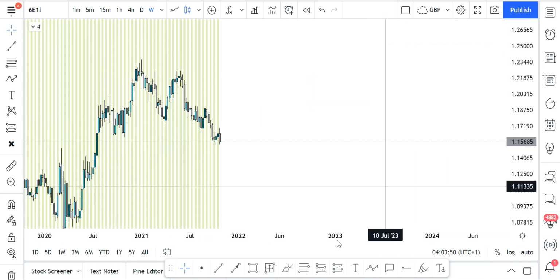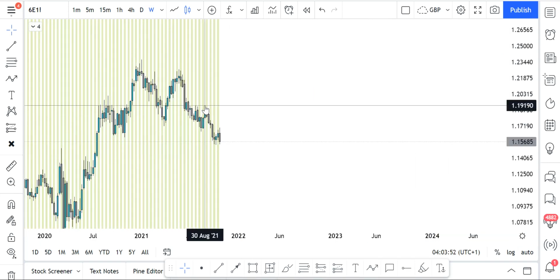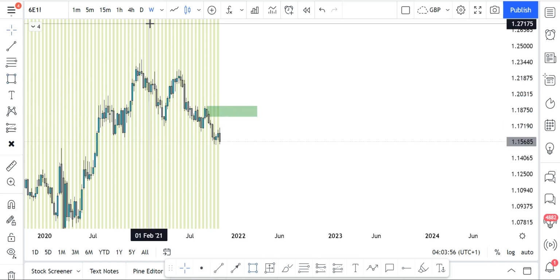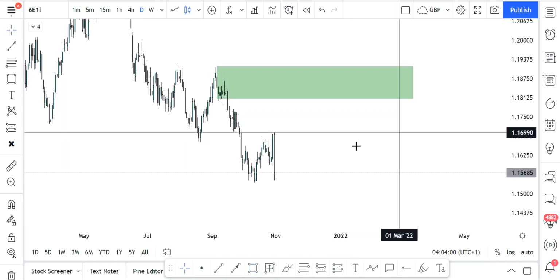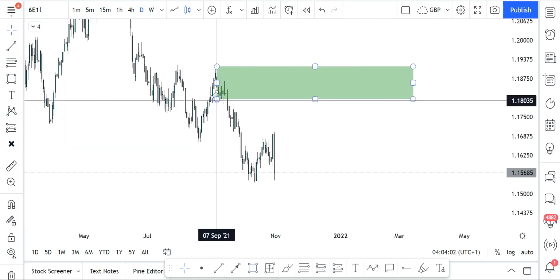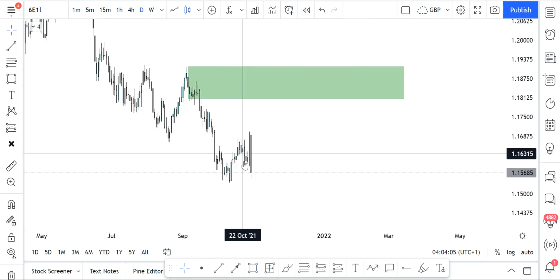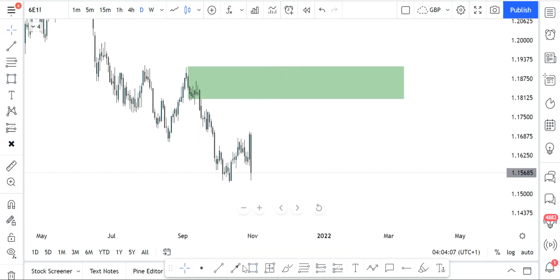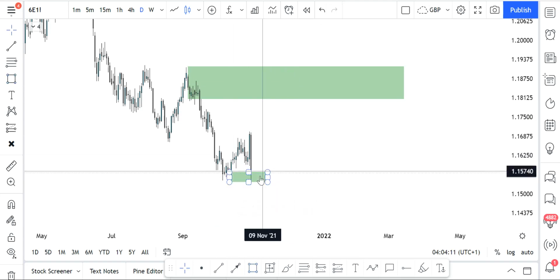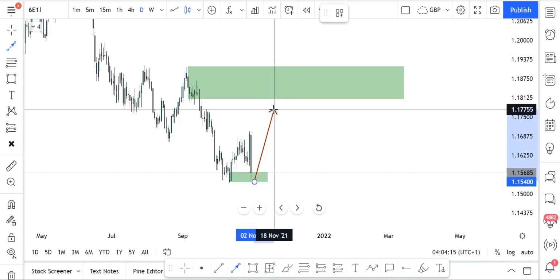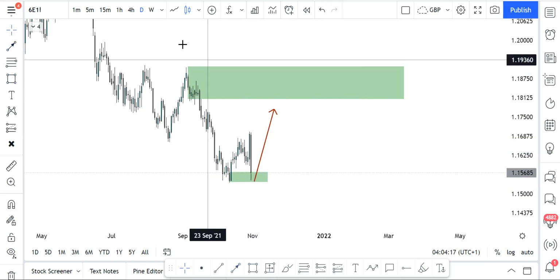Now, on the euro, I remember that last week I was expecting that price will come here. But don't forget that since we're on a weekly time frame, this is going to take some time before that is going to happen. Now, price is gradually drawing close to this zone, but price just tapped into this 4 hour demand zone. So what do we expect? Now we expect a continuous movement to the upside after this kind of move.